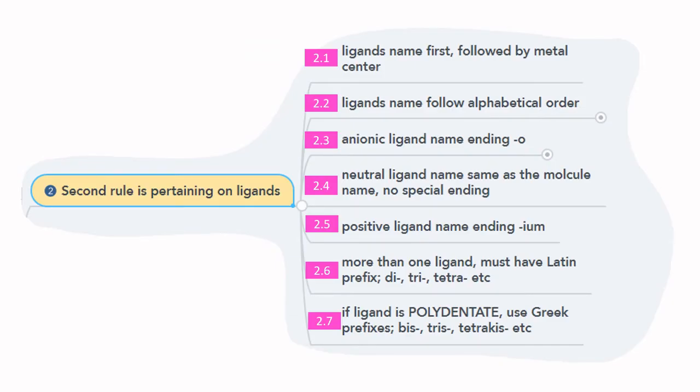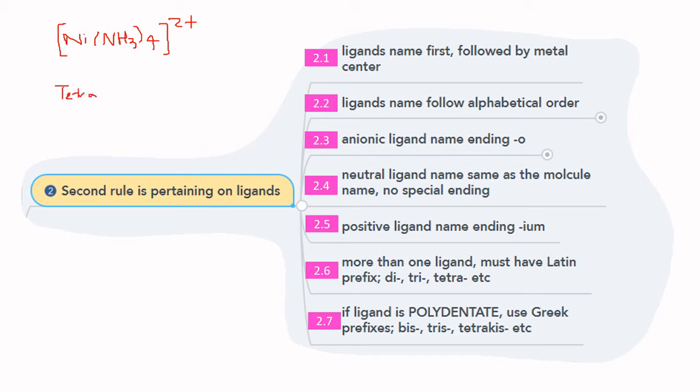Okay, now let's take a look at the second rule pertaining to ligands. The first rule here is that the ligand is named first, followed by the metal center, like what you have seen in the previous example. For example, if you have nickel and NH3 four, NH3 like this, then 2 plus here. You name the ligand first, meaning this is amine, a special name, amine. And then you have 4 amine, meaning it is tetraamine.